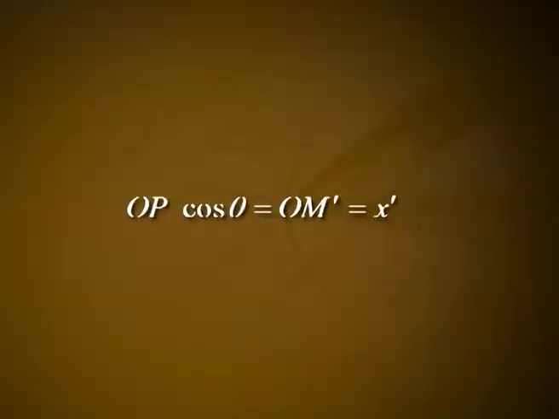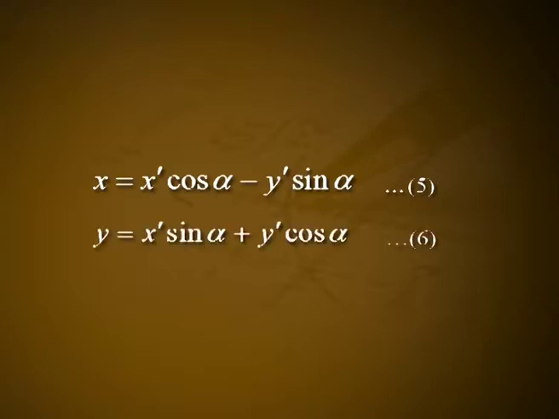Since OP cos θ = OM' = x' and OP sin θ = M'P = y', the equations in 3 and 4 reduce to the following. x = x' cos α - y' sin α, equation number 5. y = x' sin α + y' cos α, equation number 6. Equations 5 and 6 are the equations for rotating coordinate axis.